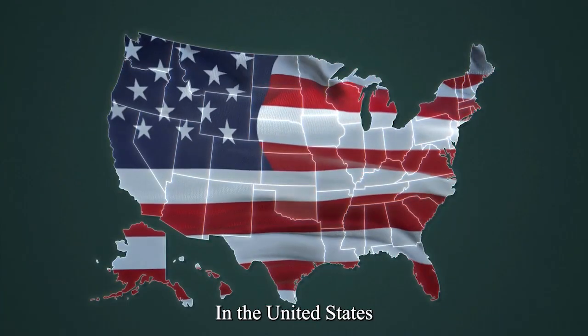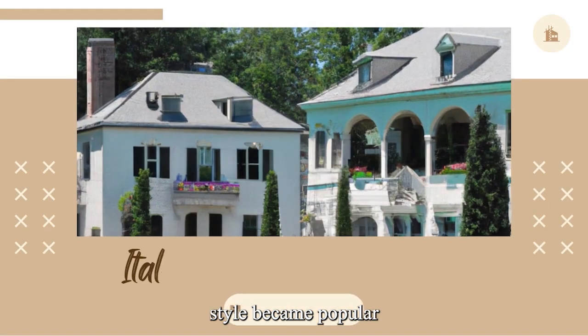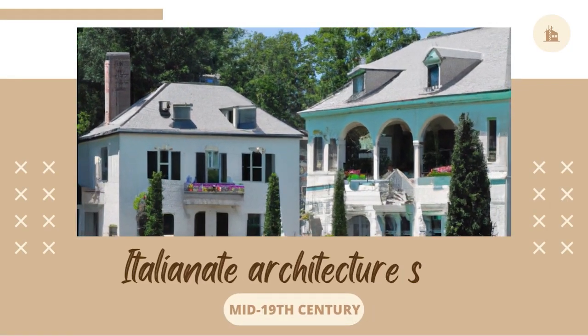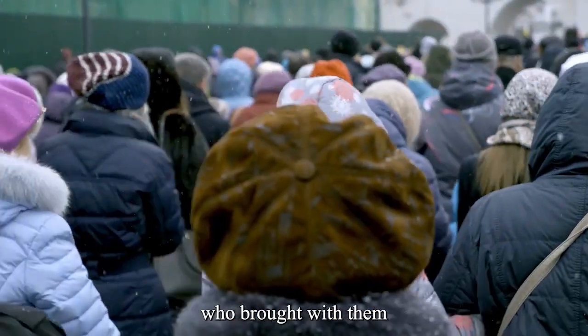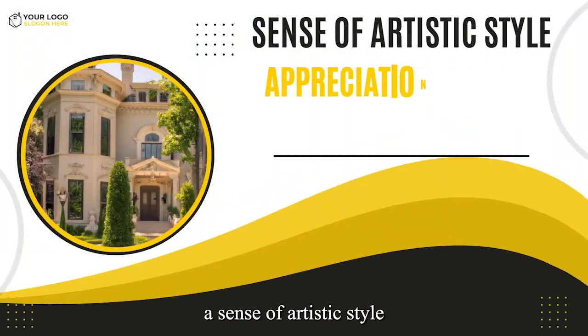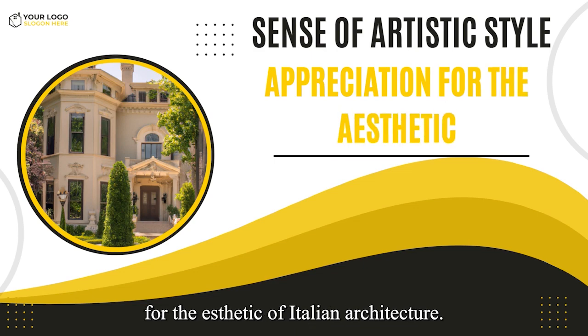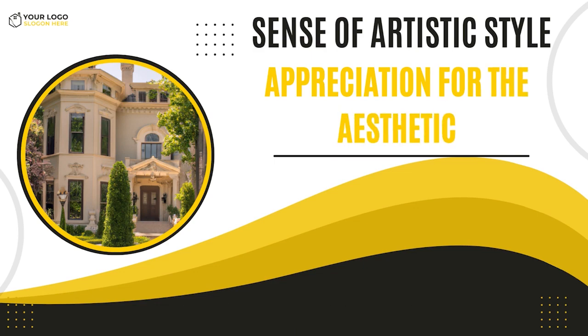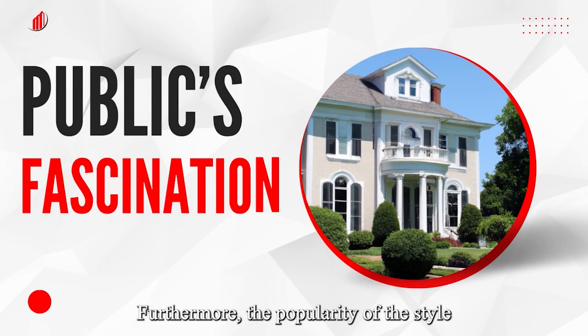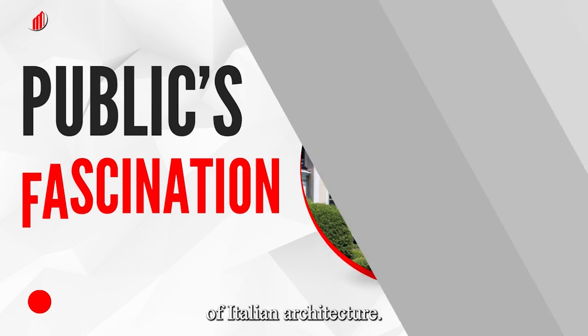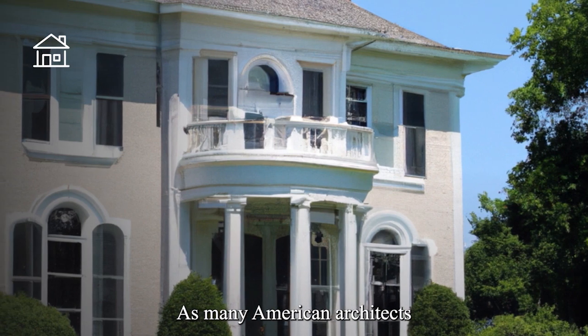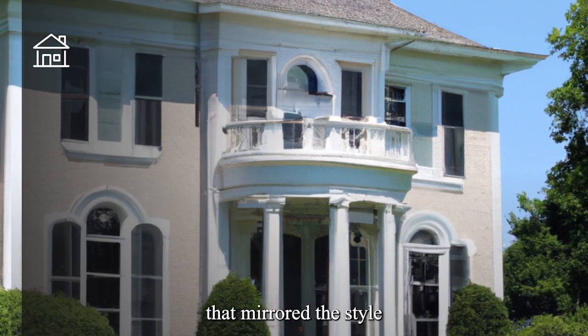In the United States, Italianate architecture style became popular during the mid-19th century. This was due to the influx of Italian immigrants who brought with them a sense of artistic style and a new appreciation for the aesthetic of Italian architecture. Furthermore, the popularity of the style was also due to the public's fascination with the grandeur of Italian architecture, as many American architects began to build structures that mirrored the style.